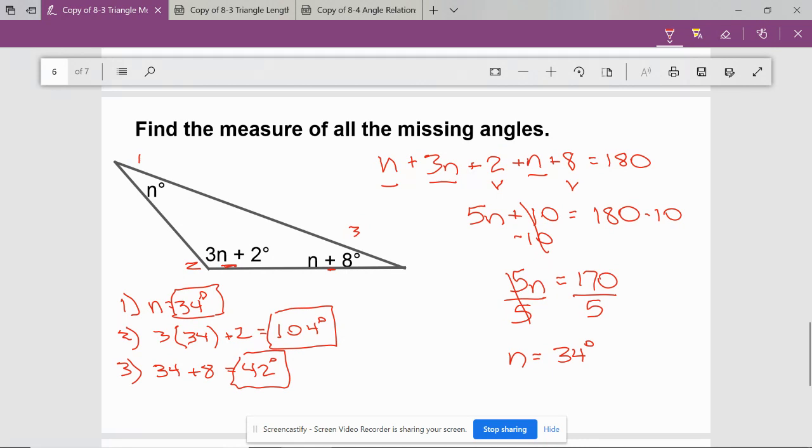So you have to figure out what n equals, and then plug it into your original angles, and you can get the degree of each angle just by plugging in the numbers. That's all things that we've done before. We're just putting it together in a geometrical sense with triangles. So make sure that we understand all three angles have to add up to 180. That's always going to be the case.